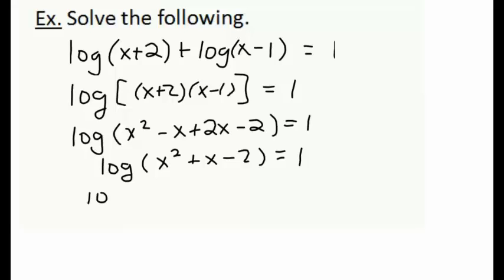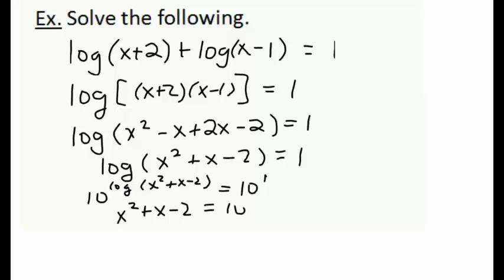So in order to remove our logarithm, we're going to have 10 to the log base 10 of x squared plus x minus 2 is equal to 10 to the power of 1. Since the base of our exponential expression and the base of our logarithm are the same on the left-hand side, we are going to be left with x squared plus x minus 2 is equal to 10. Subtracting 10 from both sides, we're going to get x squared plus x minus 12 is equal to 0.